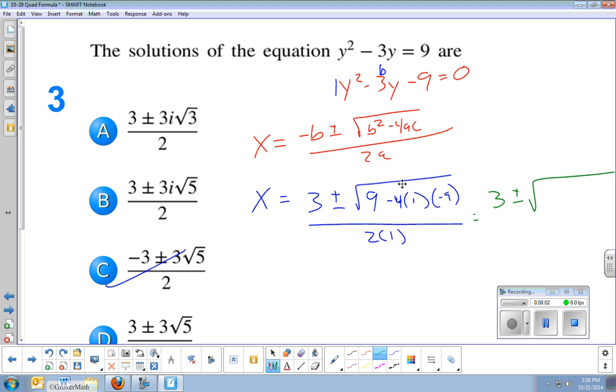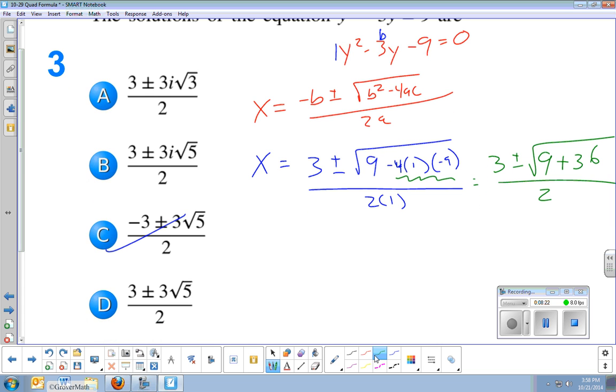Now, some people simplify this whole thing. I don't. I keep the b squared term, the 9 there, and I just do this part. Negative 4 times 1 times negative 9 is, again, positive, because I got 2 out of 3 negatives here. That's not going to happen all the time. It just did happen these 2 times. So plus 36, over 2 times 1 is 2. x equals 3 plus or minus the square root of 9 plus 36, which is 45, over 2.